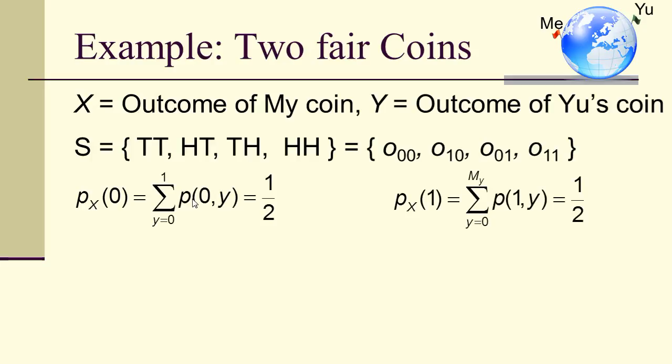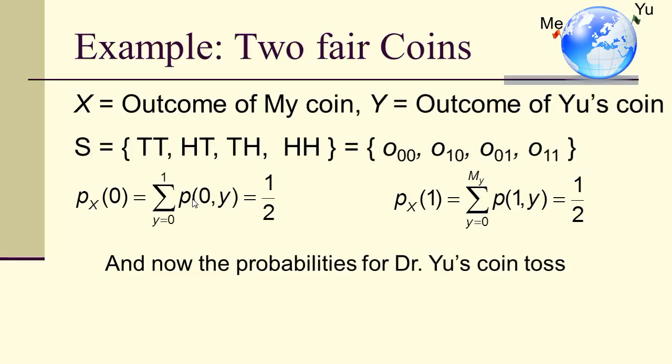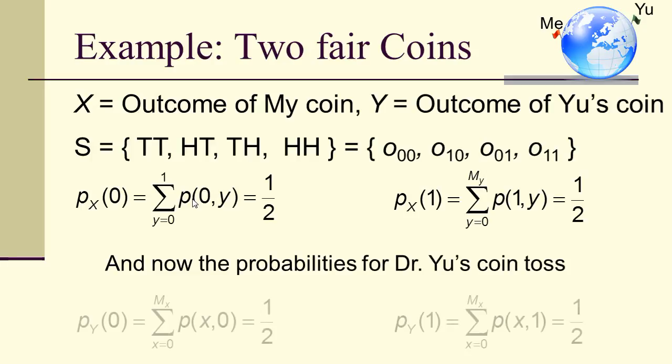The probability that I get a 1 or a heads is also a half by summing over the y's. The probabilities for Dr. Yu, so this is p sub capital Y of 0, and once again it sums to a half, and p sub capital Y of 1 once again sums to a half. So the marginal probabilities are the probabilities for the individual variables.